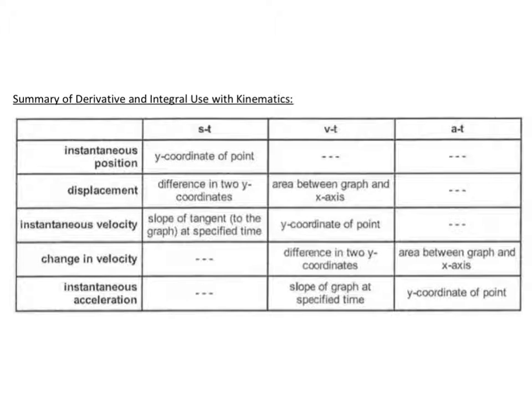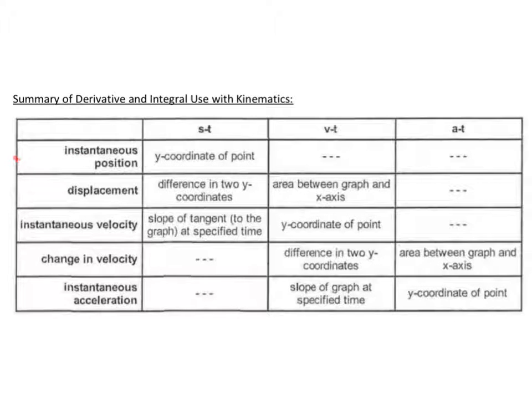So, by the way, this is the position column. They're using S for position in this table. X or S is fine. V is the velocity column, and obviously A is acceleration here. If you want to find the position at any moment, you could simply look at the position function and look at the y coordinate. That's one of the first ways to figure it out.